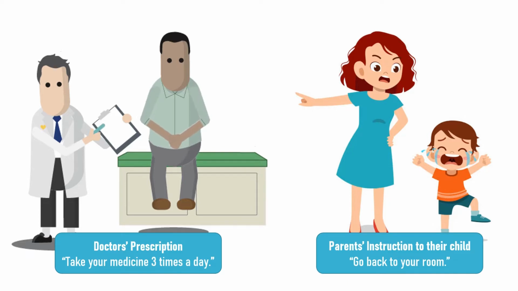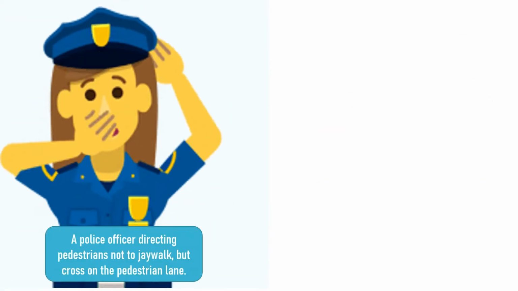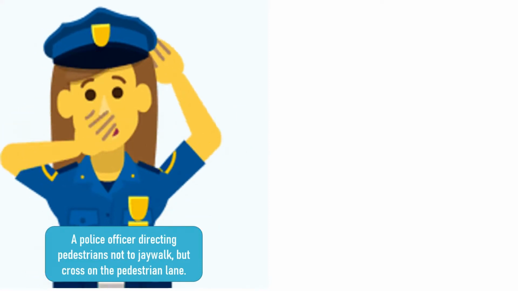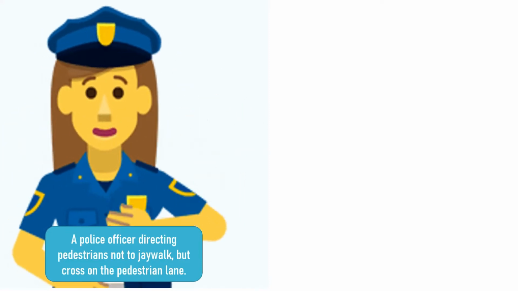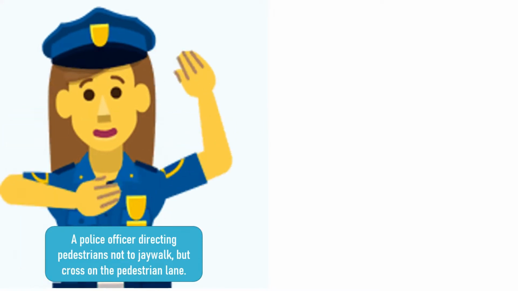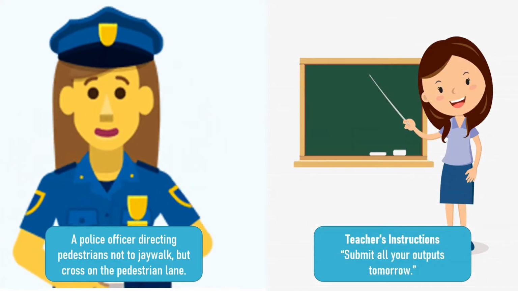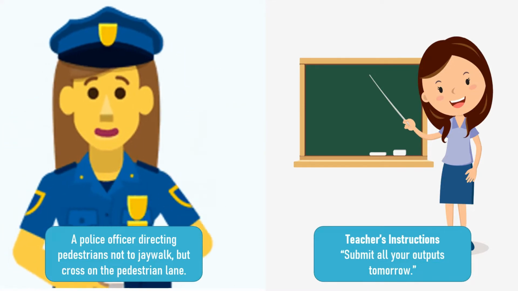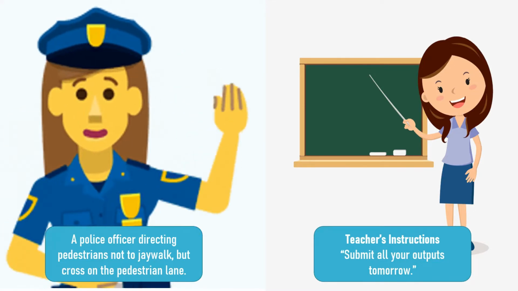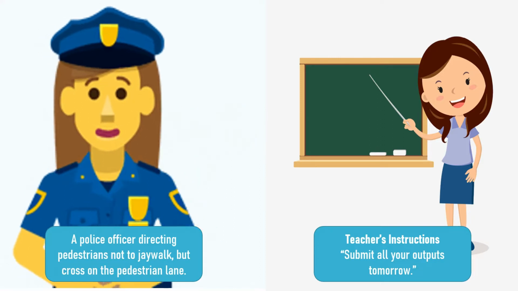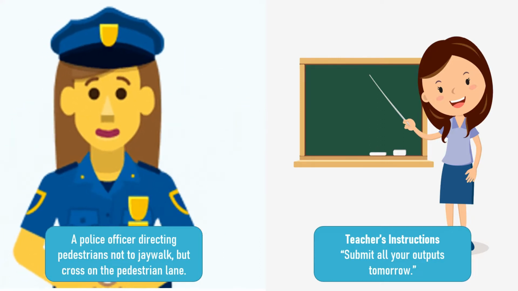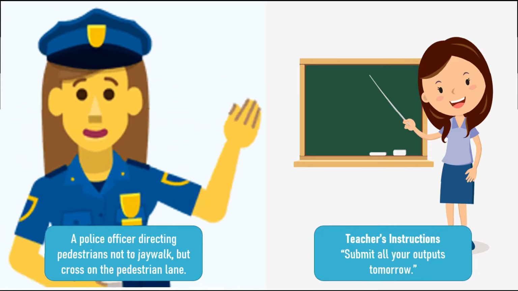We also have a police officer directing pedestrians not to jaywalk but cross on the pedestrian lane. And one last example, a teacher's instruction. For example, if your teacher says, submit all your outputs tomorrow. These are just some of the examples of regulation or control as a function of communication.